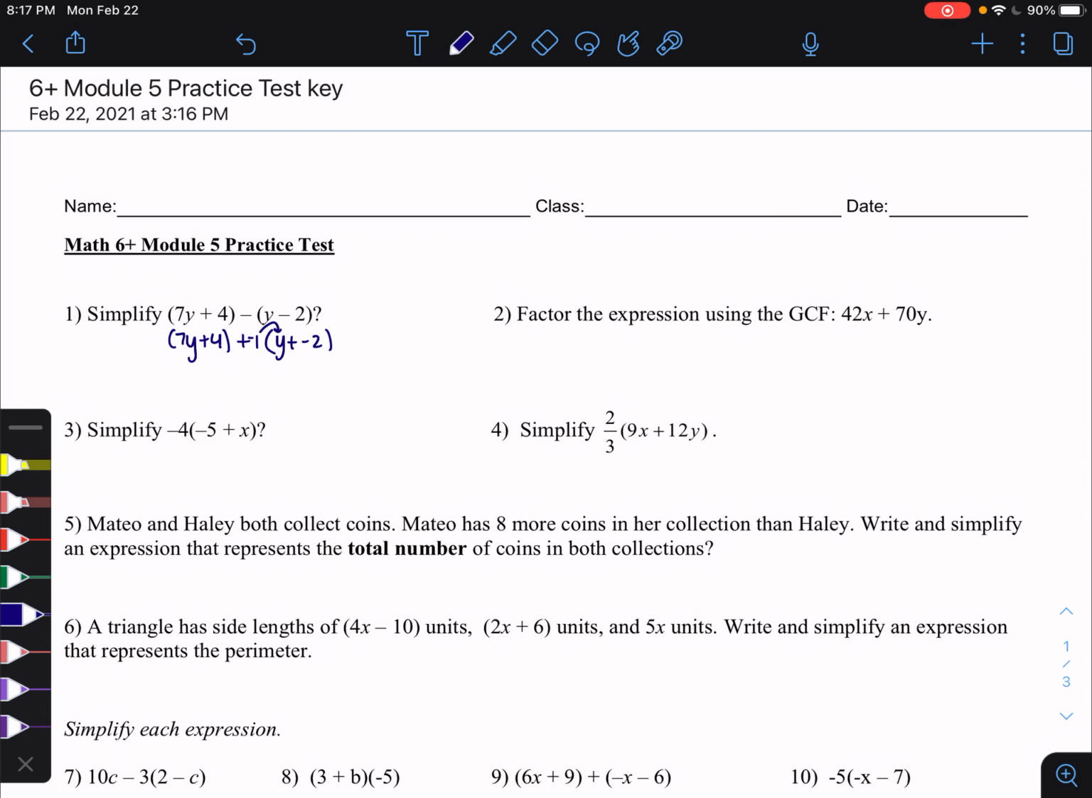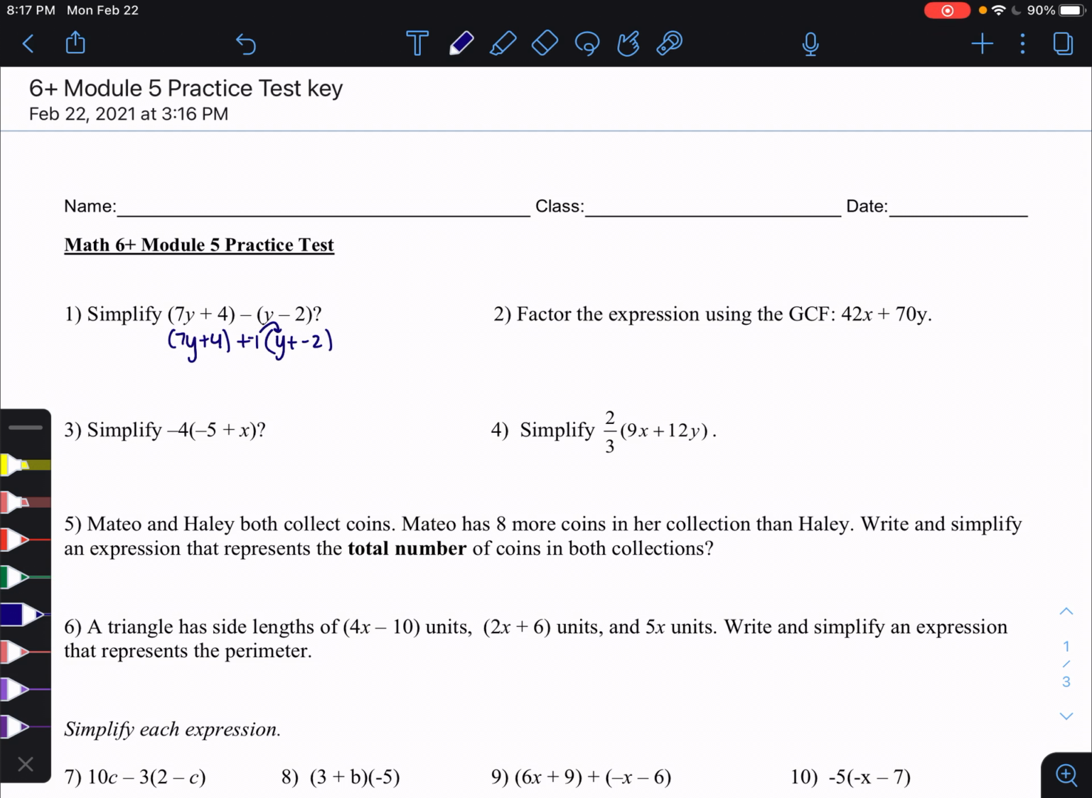The first set of information does not really need the parentheses, so I'm actually going to get rid of those. So I've got 7y plus 4 plus negative 1y plus 2. Negative 1 times positive y is going to be negative 1y, and a negative times a negative is going to be a positive 2. Once I've done my distributive property, I'm going to combine like terms. So I've got a 7y and a negative 1y. That's going to be a 6y. And then I've got a 4 plus 2. That's going to be plus 6. So my answer here, fully simplified, is 6y plus 6.